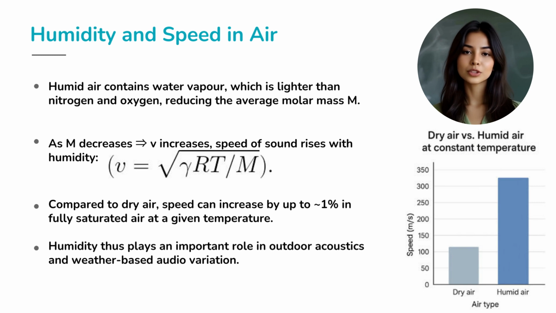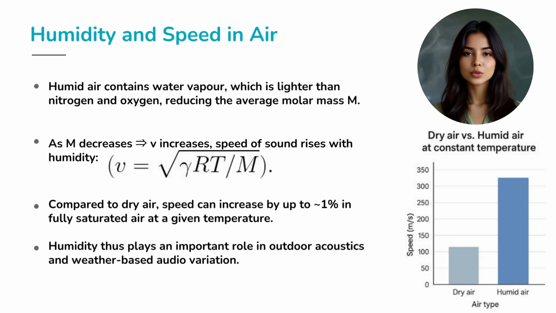Remember, speed of sound V equals the square root of gamma times R times T over M. So, as M goes down, V goes up. This means that in humid air, sound travels faster, by up to about 1% faster compared to dry air at the same temperature. How much is 1%? Well, it's enough that outdoors, humidity can subtly tweak how we hear sounds and even make a difference for things like weather monitoring and outdoor acoustics.